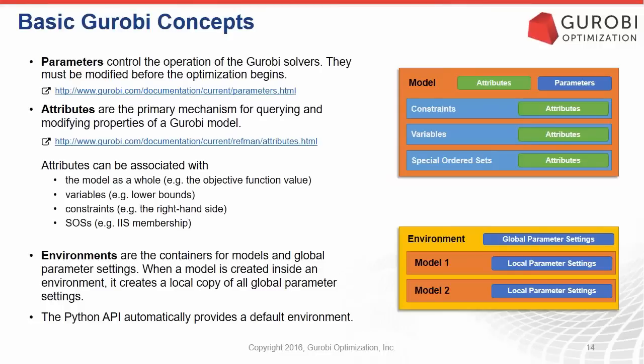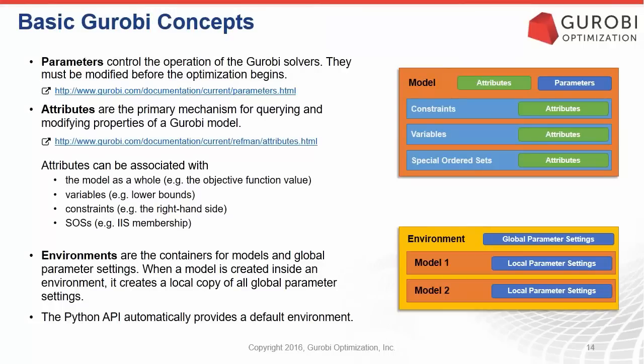There's also something else that we call parameters. Parameters control the behavior of the algorithms. That means you need to set them before you call optimize. And one more thing: if you create models in Gurobi, there is a model container, and this is what we call an environment. An environment is a container for a set of models, and those have parameter settings as well. We will see how this concept is used in the Python API in a few seconds.